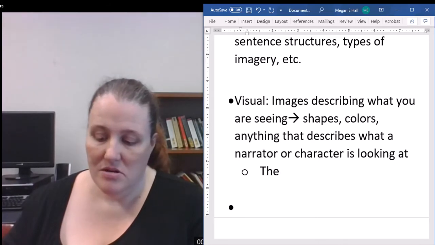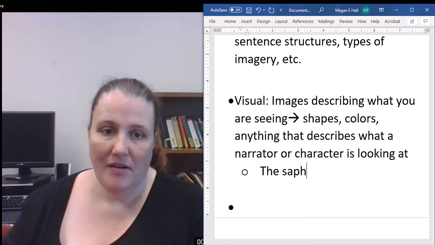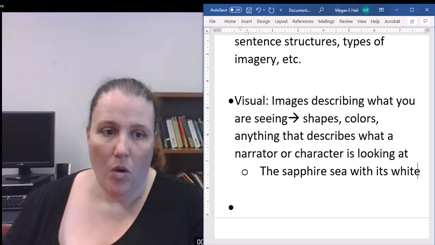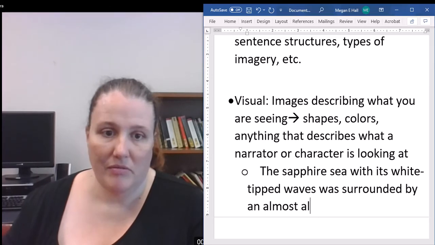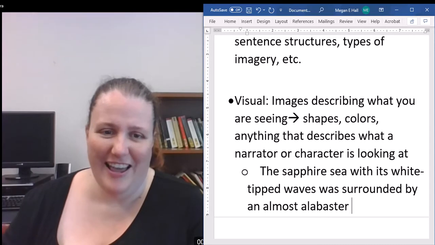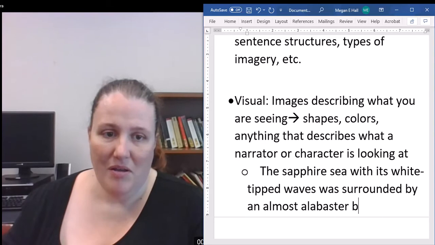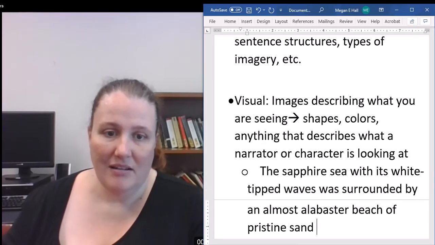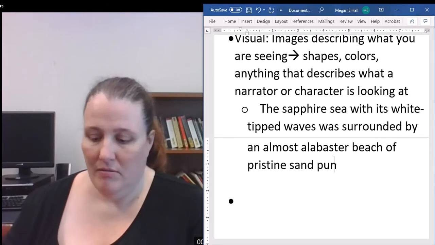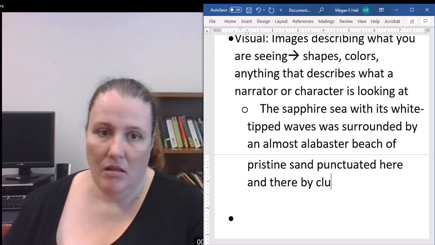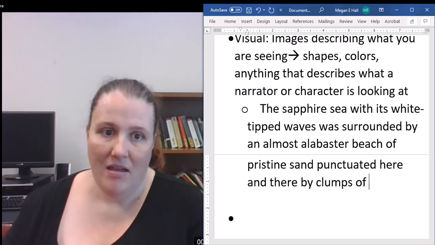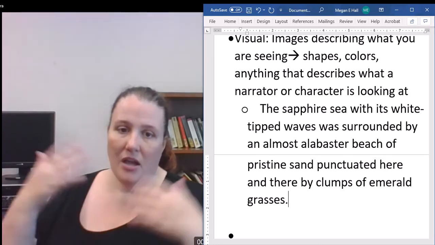the sapphire sea with its white-tipped waves was surrounded by an almost alabaster. I would not write like this in normal life. An almost alabaster beach of pristine sand, punctuated here and there by clumps of emerald grasses. Okay, just what you're seeing.